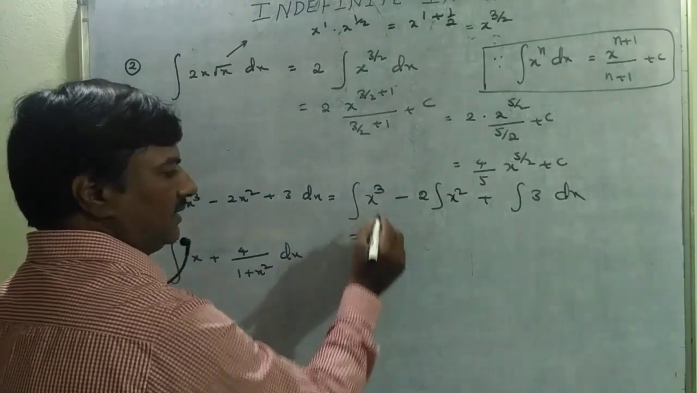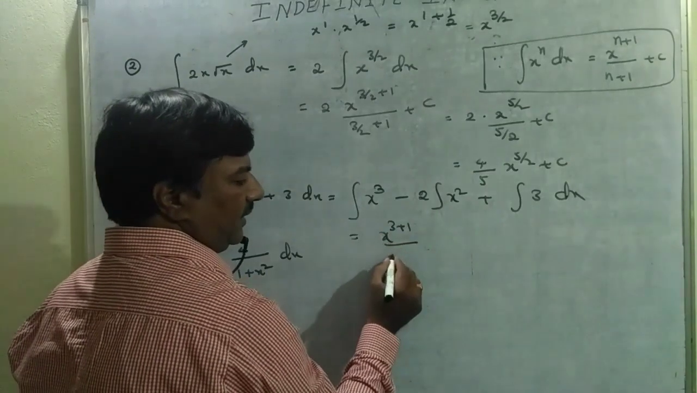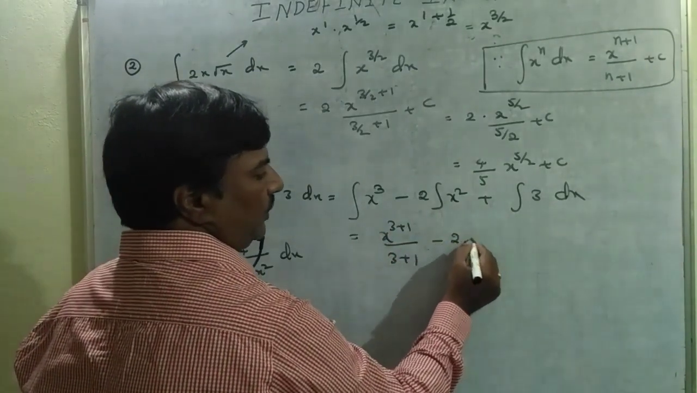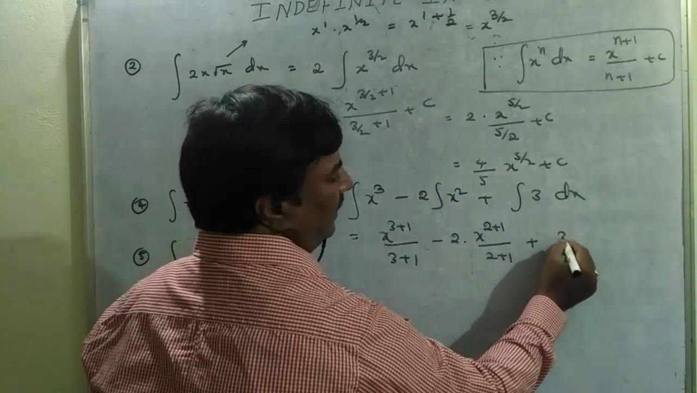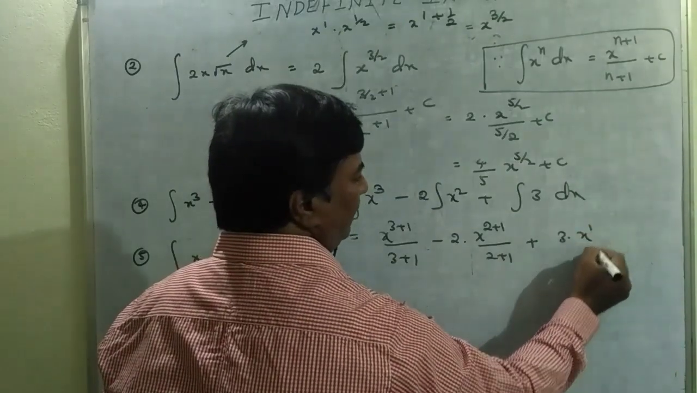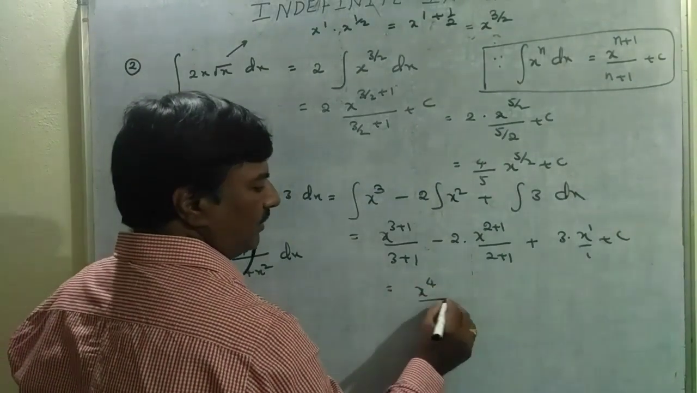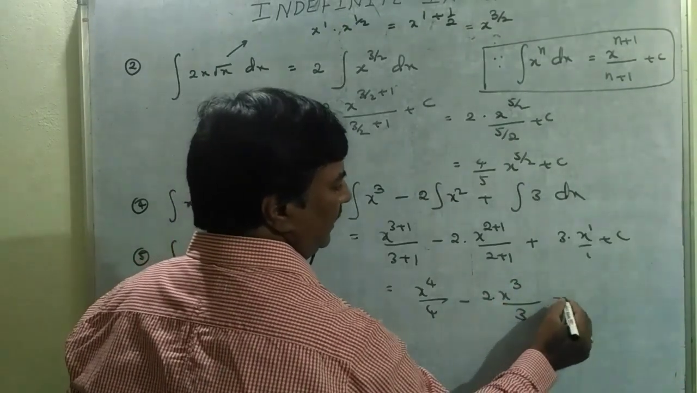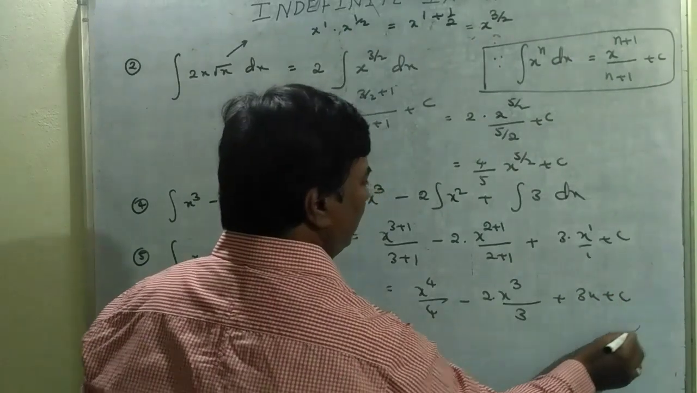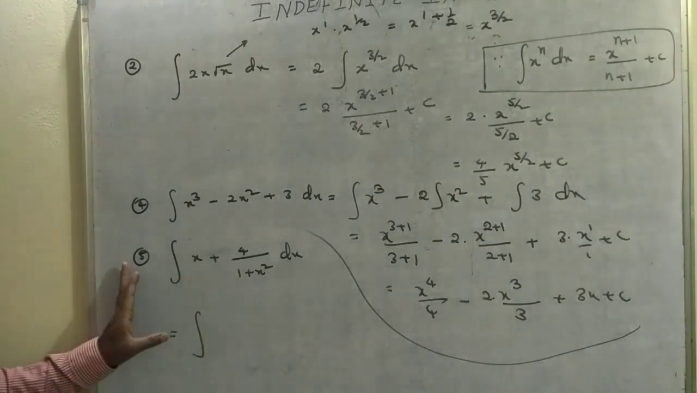That means, using the same formula for x cube, we get x to the power of 3 plus 1 divided by 3 plus 1, minus 2 into x to the power of 2 plus 1 divided by 2 plus 1, plus 3 into x to the power of 1 by 1. From the calculation, we get x to the power of 4 by 4 minus 2 into x to the power of 3 divided by 3 plus 3x plus c. This is the result of this question.